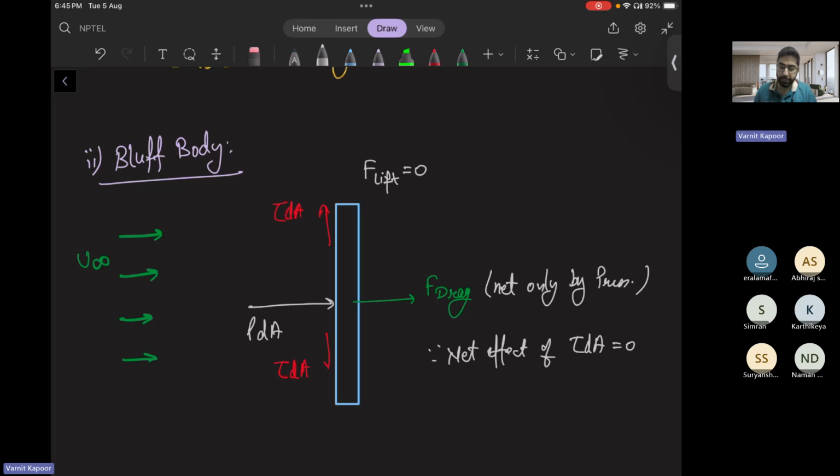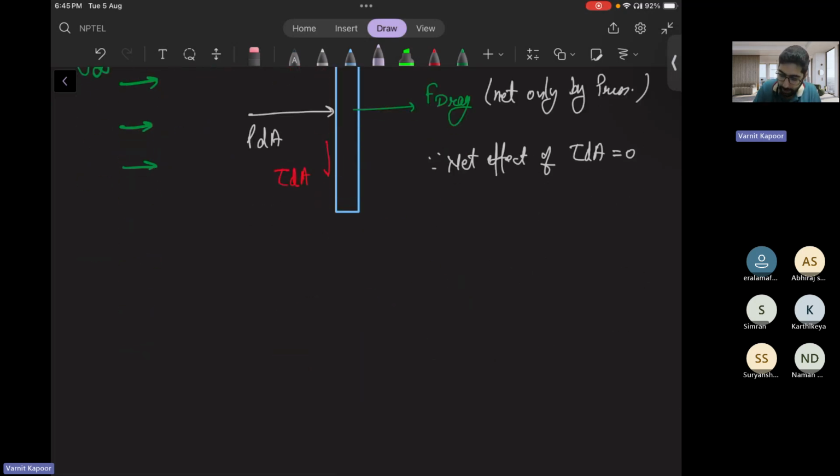The next kind is a general body. Suppose you can say an inclined kind of scenario where you have a body like this. Here again a fluid is flowing, and here there will be drag as well as lift because of both pressure and shear stress force, horizontal and vertical components.